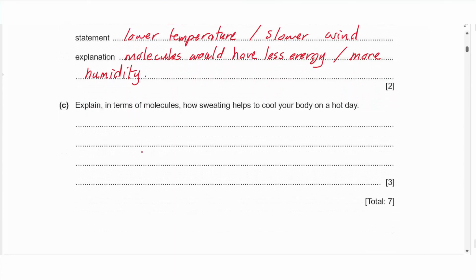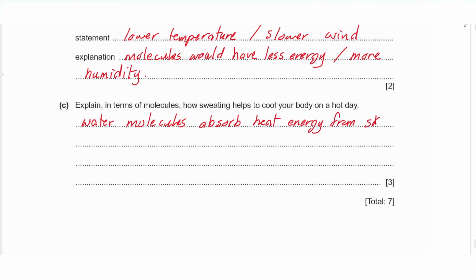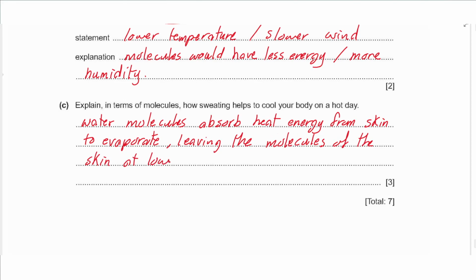Question C says explain in terms of molecules how sweating helps to cool your body on a hot day. So we say water molecules absorb heat energy from skin to evaporate, leaving the molecules of the skin at lower average kinetic energy. That's what decreases the temperature.